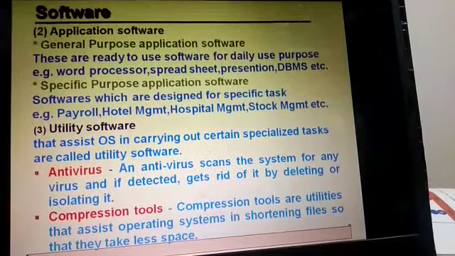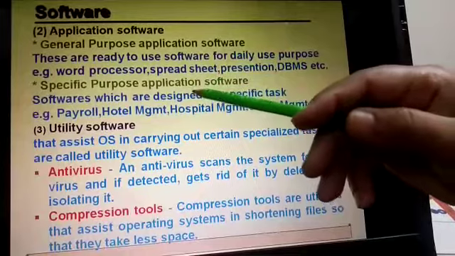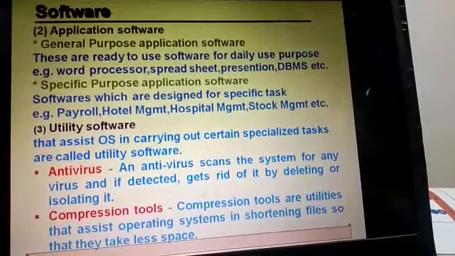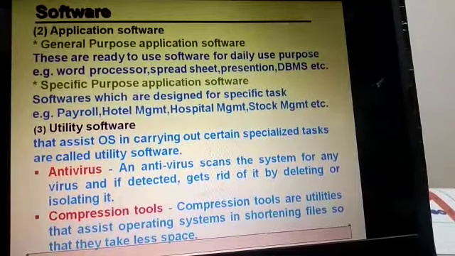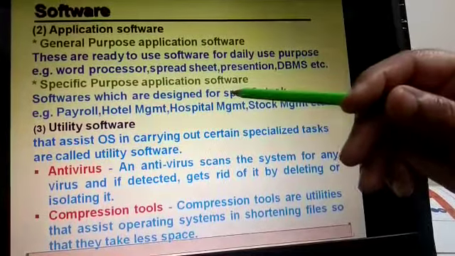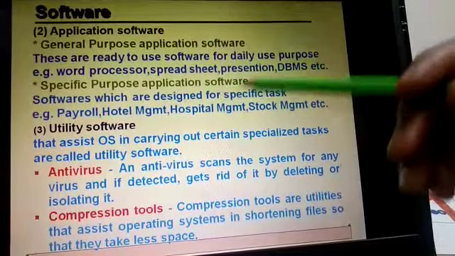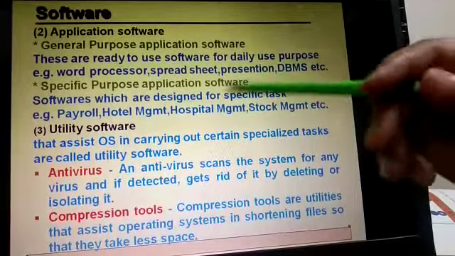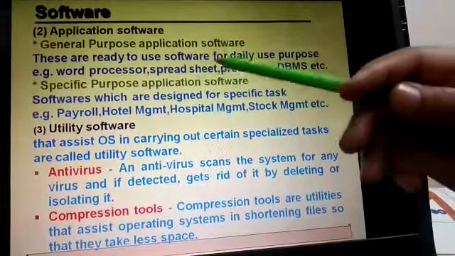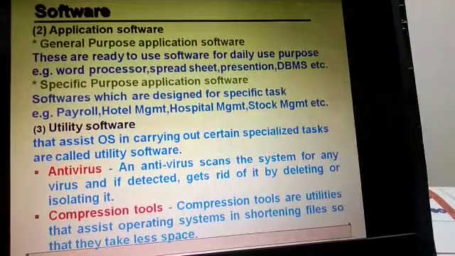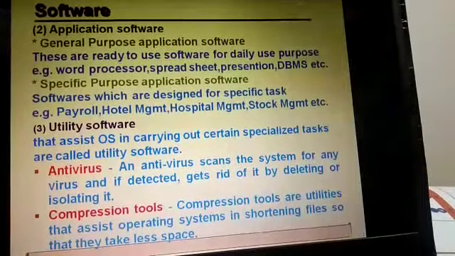What is application software? There is general purpose application software and specific purpose application software. General purpose software is like a word processor or spreadsheet, and specific purpose application software is like software designed for airlines or software designed for a hospital. If we design any software keeping some objective in mind, that is called special purpose application software. What is utility software? Antivirus, comprehensive tools. This is called my application software.